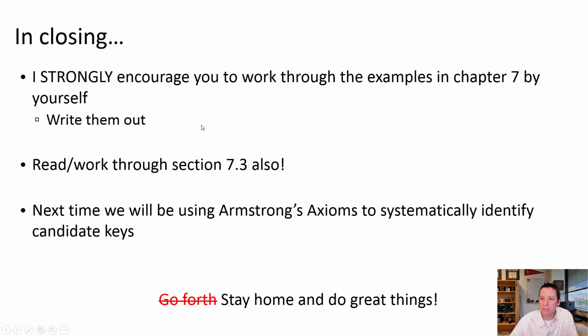So there are some other examples in Chapter 7. I would strongly encourage you to work through those and write them out and make sure you understand that. We'll do more examples like this in our future videos and in section 7.3. And we're going to be showing how we can use Armstrong's axioms to systematically identify candidate keys. And then once we do that, how we break relations apart into smaller relations to get rid of our data redundancies.